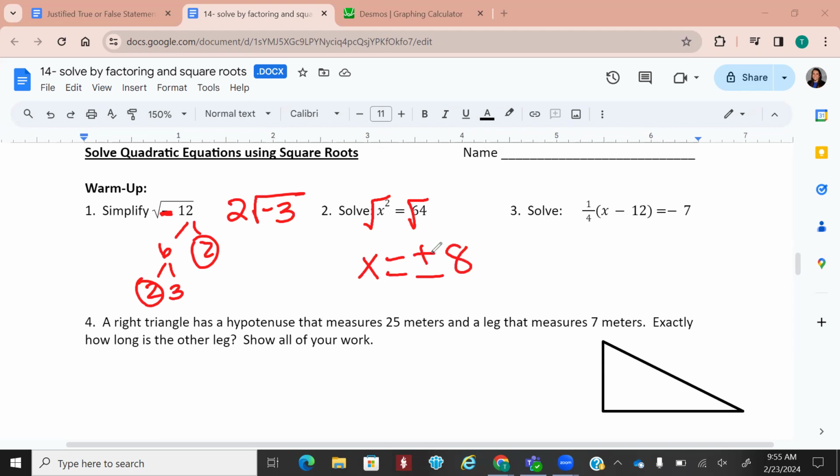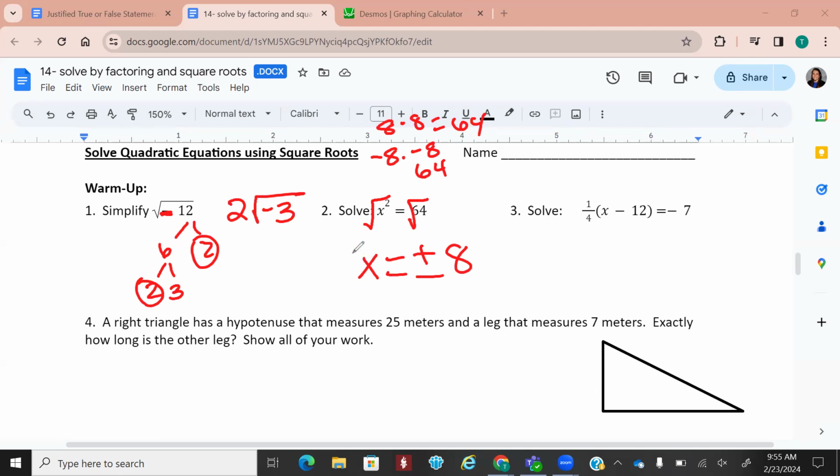The reason why we have a positive and a negative version is because if we have negative 8 times negative 8, that gives us positive 64. If we have 8 times 8, it's positive 64. Ready okay on that? Okay.